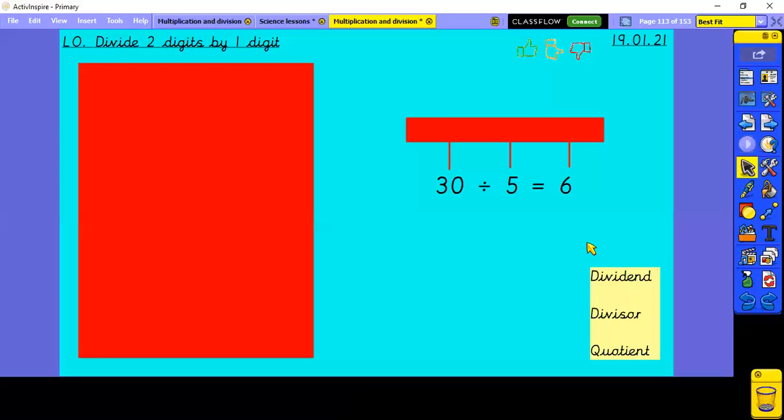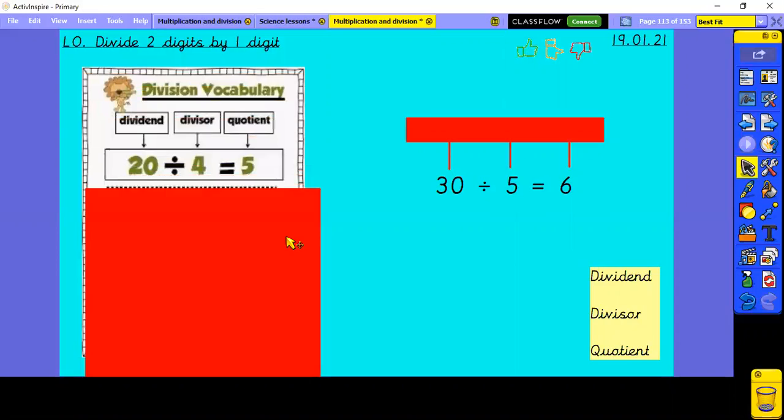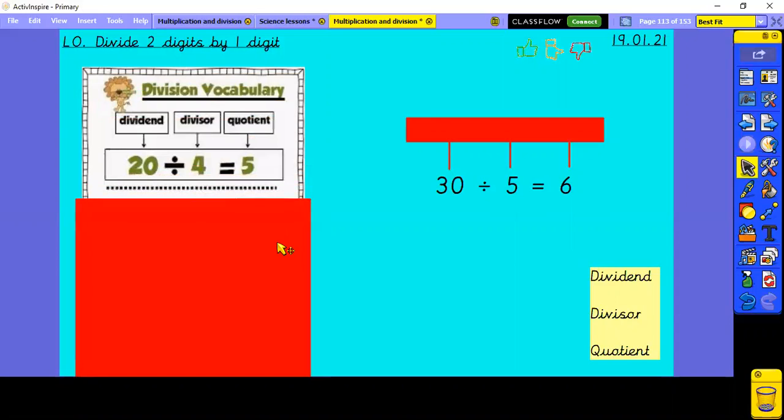If you remember when we did multiplication, we had our multiplicand, multiplier and our product. I have some similar vocabulary to describe division. We're just going to have a look at these and then I want you to have a go at labelling what each part of the division is called. Our new vocabulary this unit is dividend, divisor and quotient.